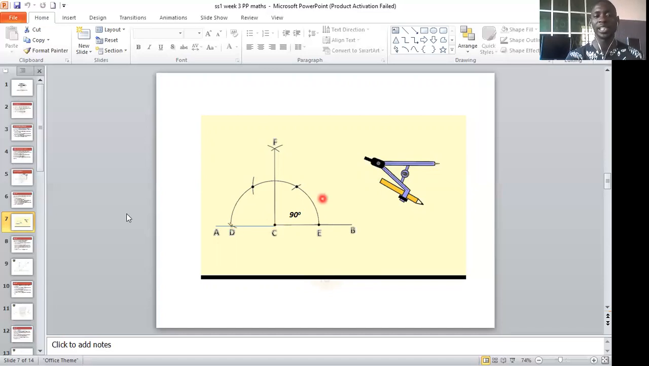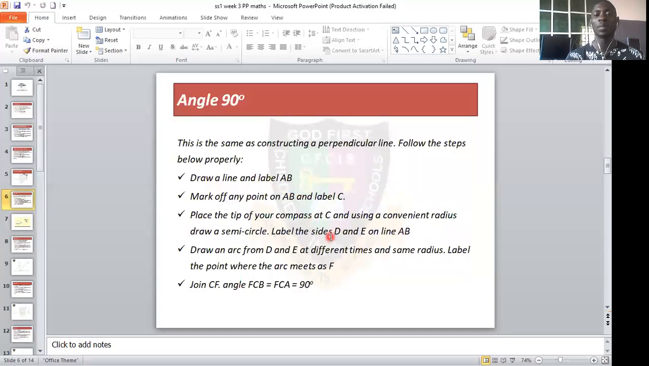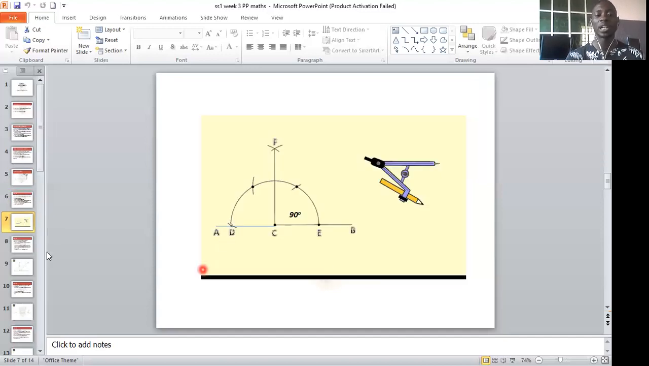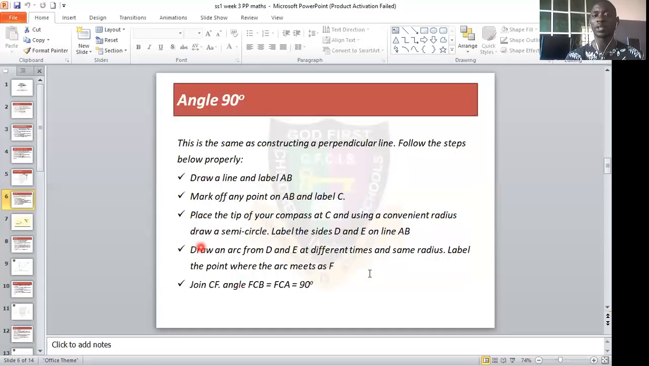Label the ends D and E. You can follow the procedure. Draw a semicircle and label DE. Using the suitable radius, the same radius, draw an arc at different times from D and E.